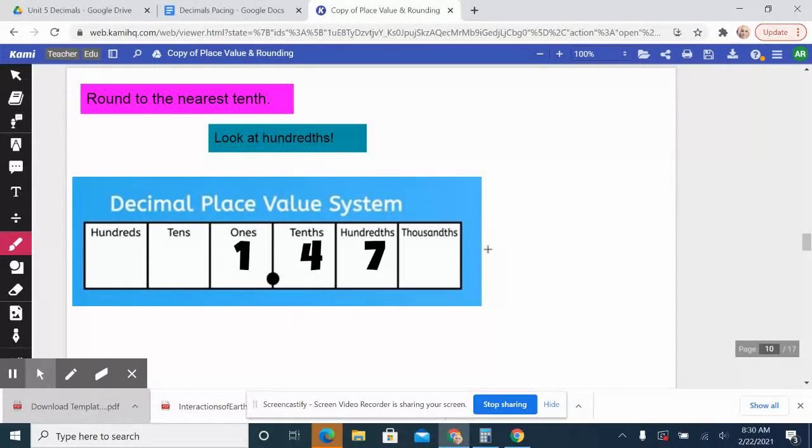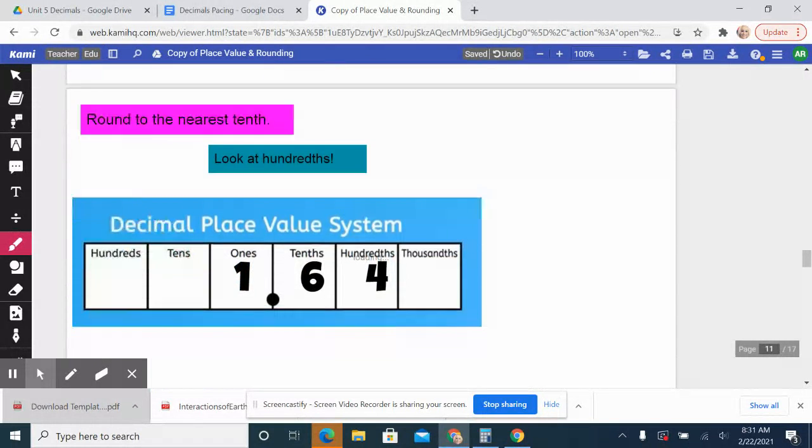So the question is round to the nearest tenth. So here's the tenths. So when you round, you wanna look to the number that's to the right of it. So that's 7. And you need to decide, well, is 7 gonna be rounded up or down? And the rule is 7 rounds up. So that means this 4 will round up. So you would write 1.50. So that would be that number rounded to the nearest tenth. So you should write down 1.47 and 1.50. Okay? All right, so now we move on.